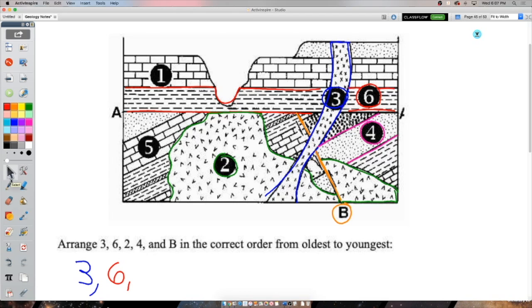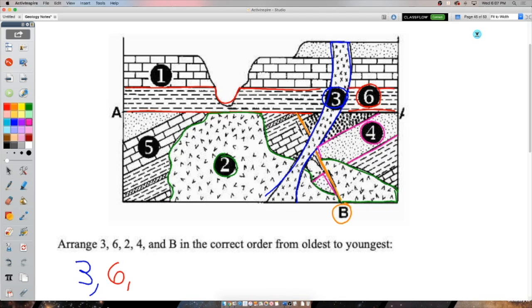Let's look at 2, 4, and B. So first things first, let's look at B. Does B cut through 4 and 2? You bet, right? Whoops, I forgot this little piece of 4. See how it's the same pattern? That's also 4 there. So yeah, B cuts through 4 and 2, right?